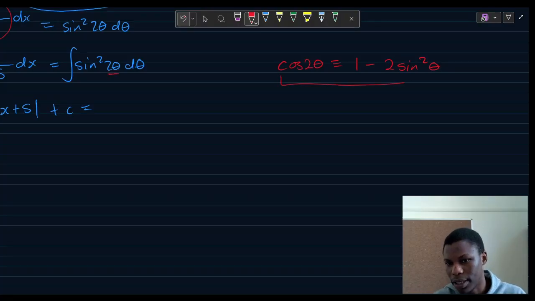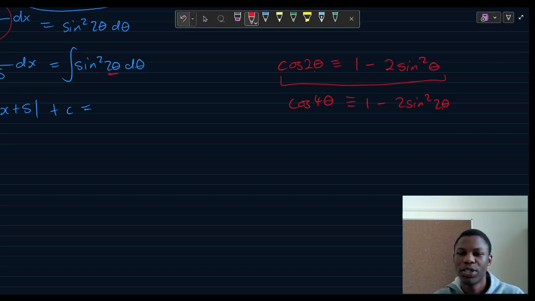So I can actually manipulate this because this is just a double angle formula, which means that the angle on the left has to be 2 times the angle on the right. So if I want to have 1 minus 2 sine squared 2 theta, then it means that the angle on the left should just be 2 times 2 theta. So I should have cos 4 theta here. And what this allows me to do is to use this equation to rewrite sine squared 2 theta in terms of cos 4 theta, because that's a lot less difficult to integrate.